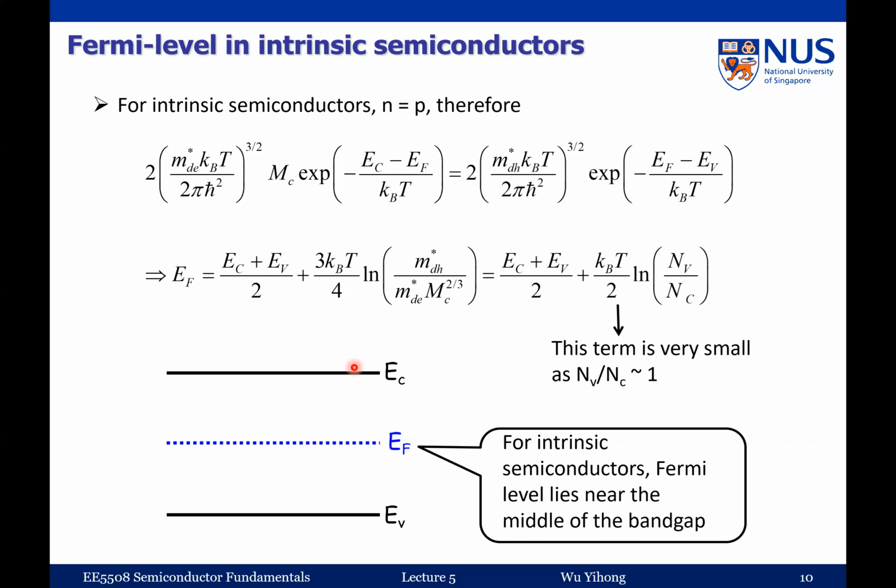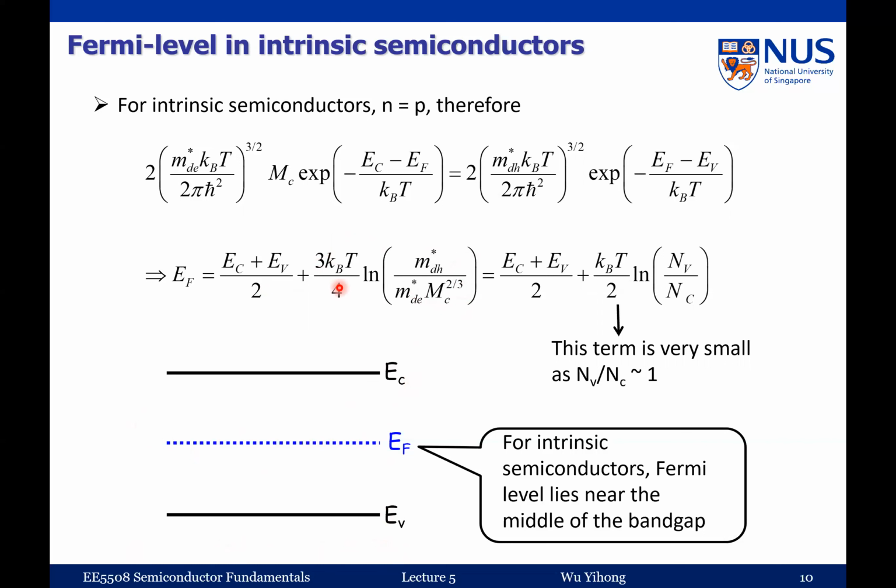At the middle of the band gap. So of course your reference can be anywhere here, and then EV plus EC divided by 2, you still get this middle of the band gap, right? So now, you still have this term, but this term actually is very small.